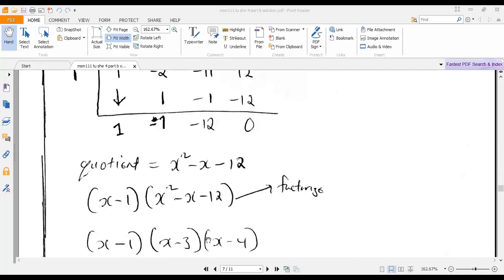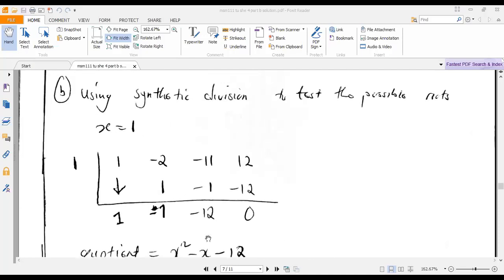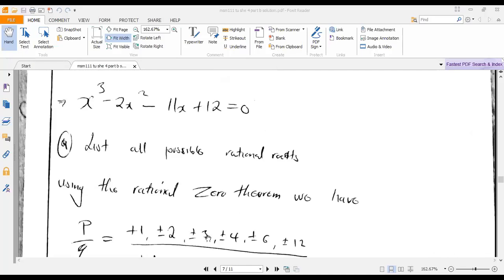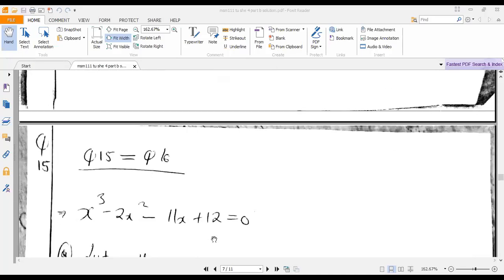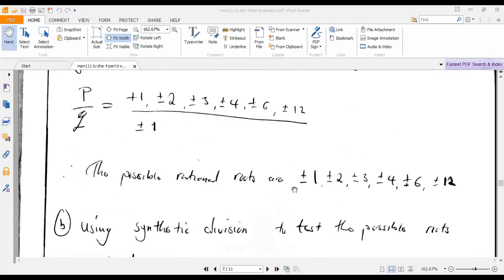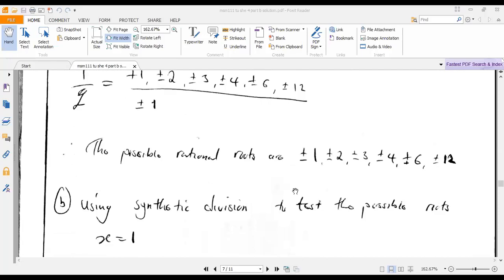My question now: when listing, is it a must that you put plus or minus? You said it's possible for some not to give you a 0 as a remainder, so why is it a must to put a plus or minus? Because according to the rational zero theorem, you have to do this in order to get the possible rational zeros. But to get the actual roots, you have to test them.